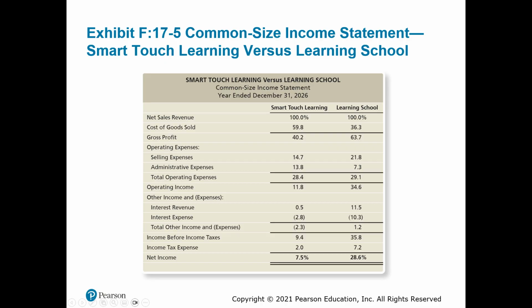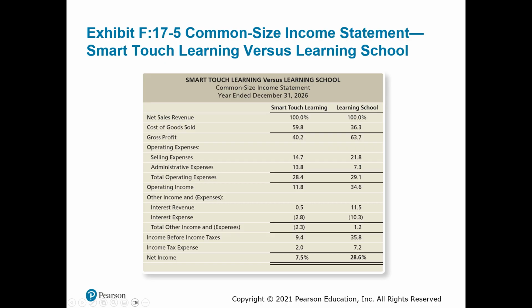Firstly, Learning School is doing a way better job of turning their sales into bottom line profit. They're 28.6% to our 7.5%. We, pardon my French, suck at that. Why is that? Why are they able to maintain such a higher level of profitability than we have? Is it because of their operations, their selling and administration? It's pretty close. I mean, they're actually paying a little bit more in terms of percent of every sales dollar than we are. Nope. Big difference is right here.